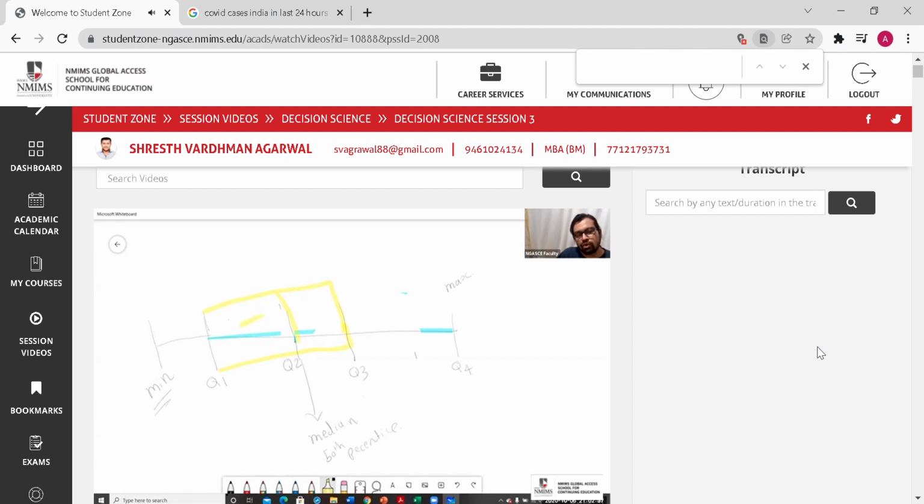So this is before the median value. This is after the median value. This is called the box. Let's say most of the data points are falling in this range. Many data points are falling below the median, and many data points are falling above the median.